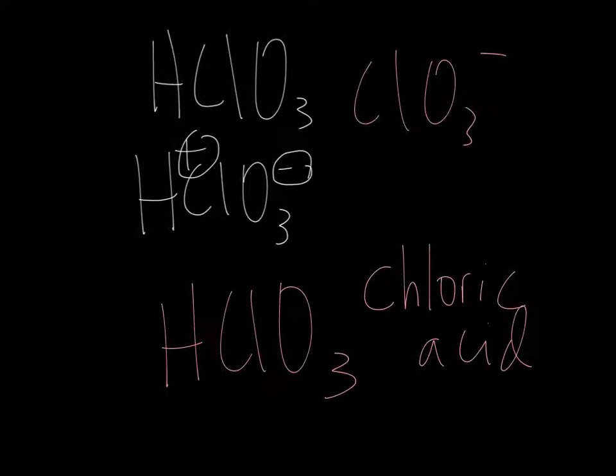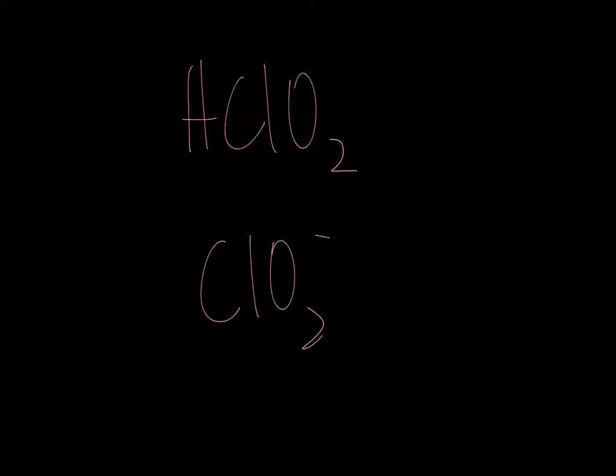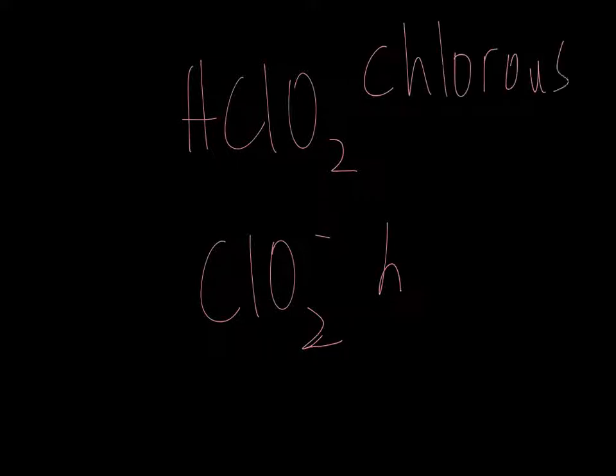What if it were HClO2? Well, because ClO2 minus is the chlorite ion, this now has the name, whoops, not hydro, it is simply chlorous acid. So, to summarize, if it's the ate form or the ite form, that's how we decide what the name of the acid is.